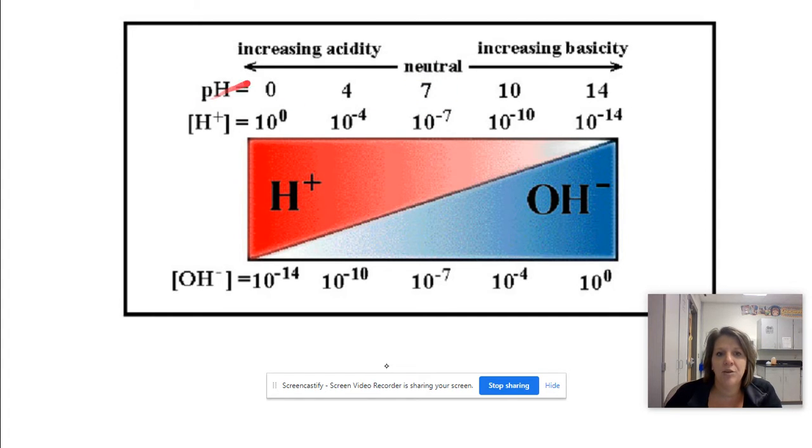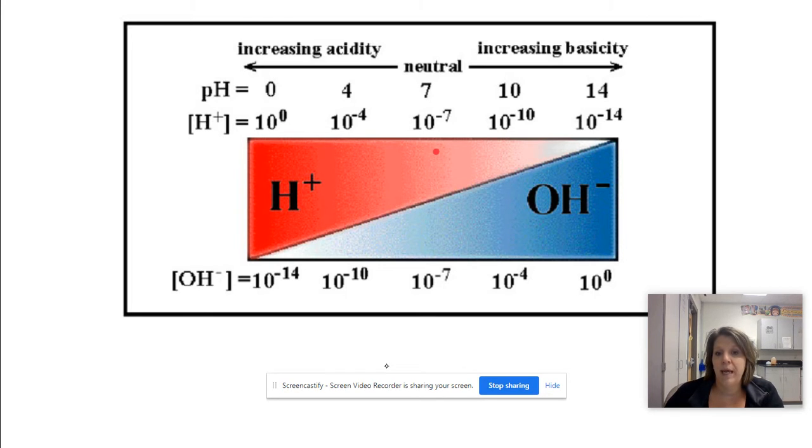Okay, so hopefully you remember about pH. The pH scale ranges from 0 to 14. 7 is neutral. Anything below 7 is acidic. Anything above 7 is basic. Okay, so keep that idea in mind. And while we're thinking about the hydrogen and hydroxide ion concentrations, we're thinking about what makes something have a different pH.